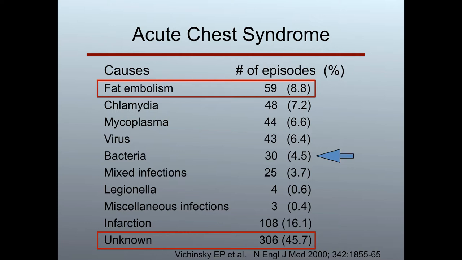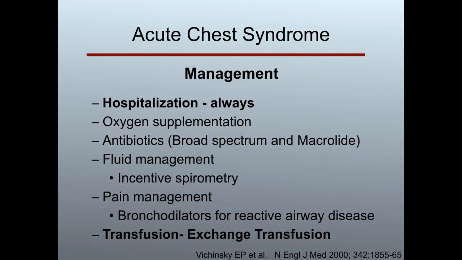Now, if you look at this study, half the time you don't know what the precipitating factor was for the acute chest. You can see that fat embolism is probably number one, so that means those bony infarcts get embolized to the chest, to the lungs, and that's like a PE, but it's not a PE. It's a fat embolism. And you can see that bacteria are often associated with acute chest. So we always treat them with broad-spectrum antibiotics, no matter what.